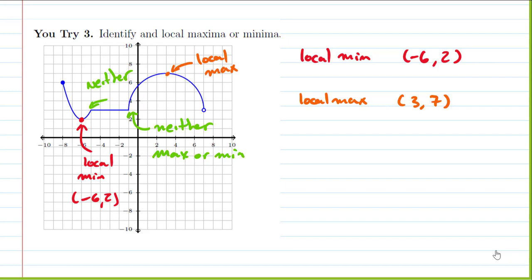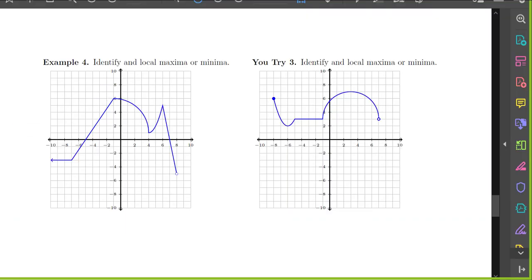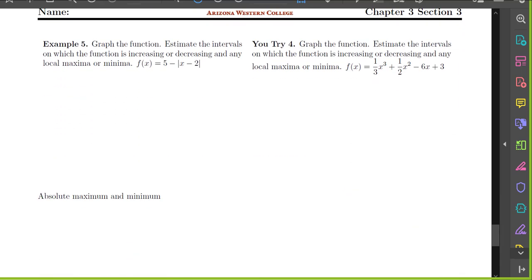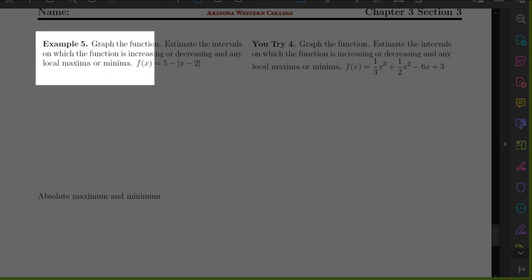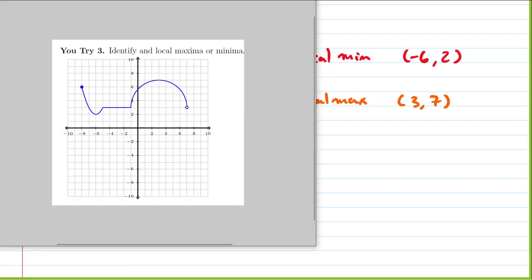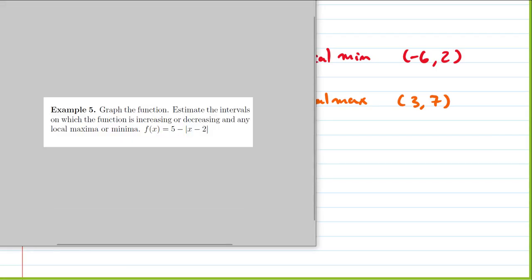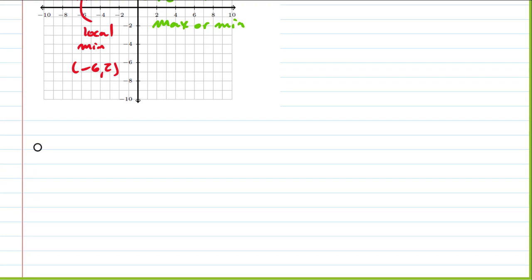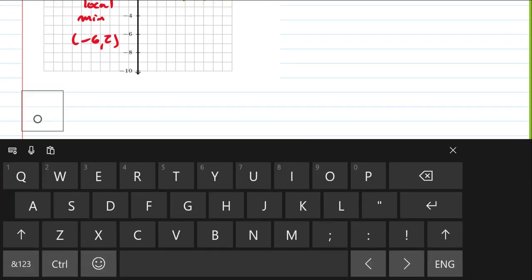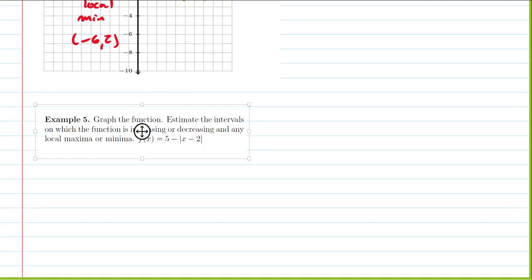All right, so now let's take a look at our next example, and we're going to need our graphing device to assist. So graph the function and estimate the intervals on which the function is increasing or decreasing, and any local maxes or any local mins.